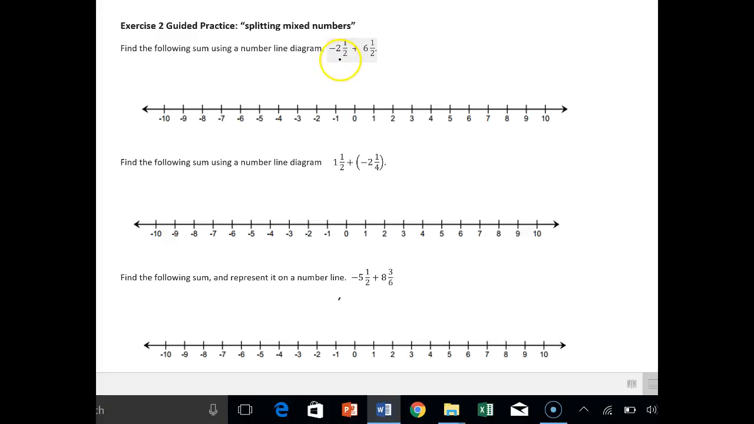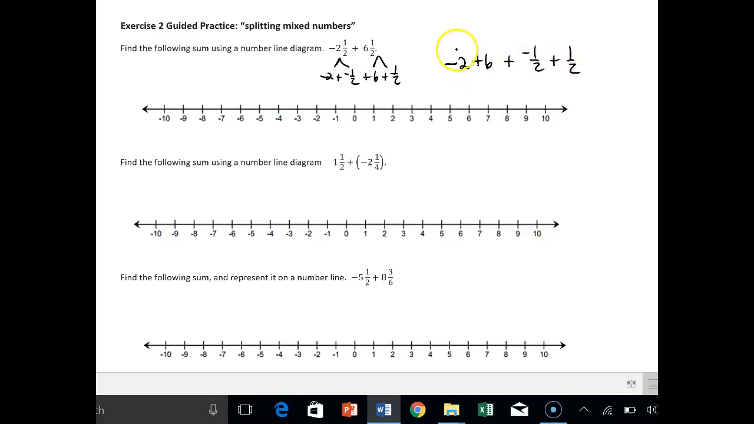But splitting these mixed numbers, this number becomes -2 plus -1/2. Right, the fraction part of a -2.5 is also negative, and then this number becomes plus 6 plus 1/2. Right, if the whole number is positive, then the fraction is also positive. So let's use the commutative property of addition, where we can reorder stuff and put the whole numbers by each other and the fractions by each other. So we'll say this is now -2 plus 6 plus -1/2 plus 1/2.